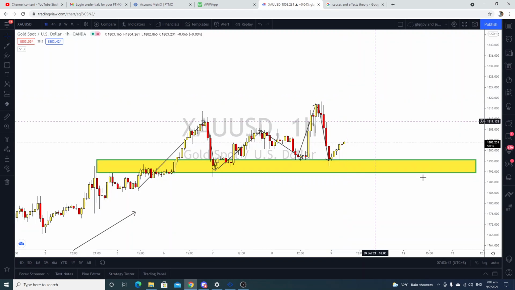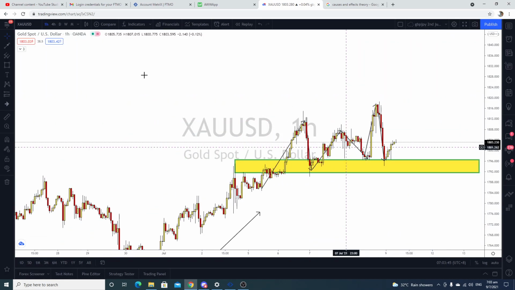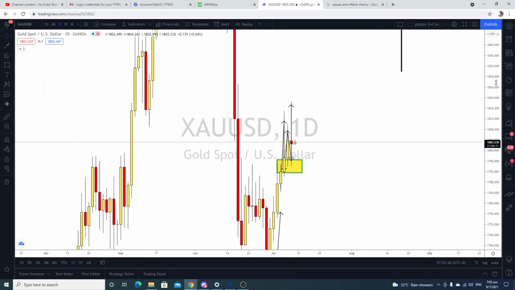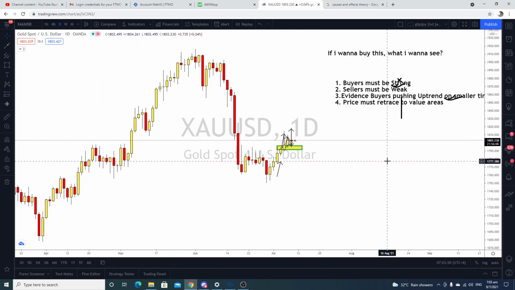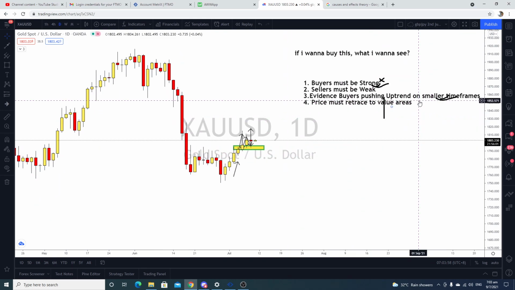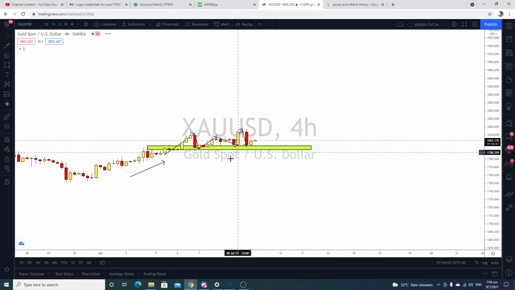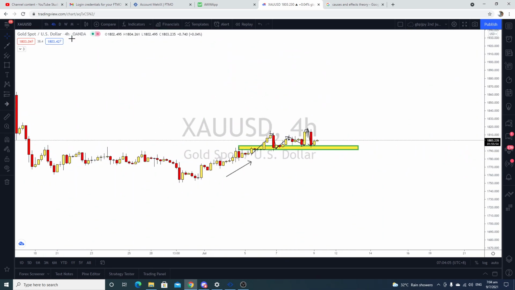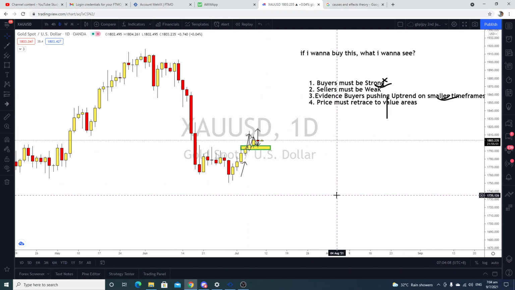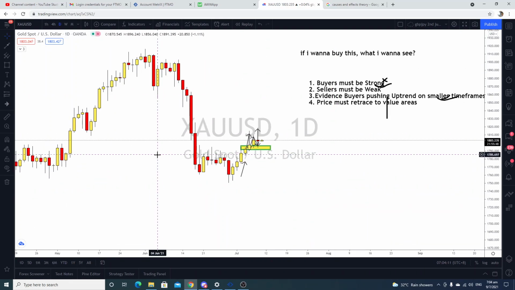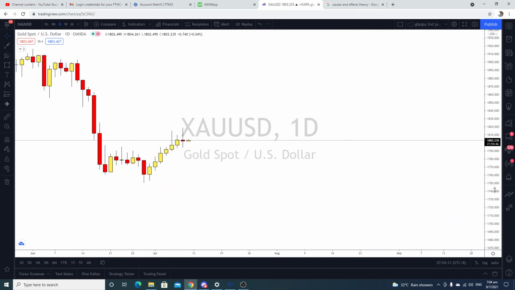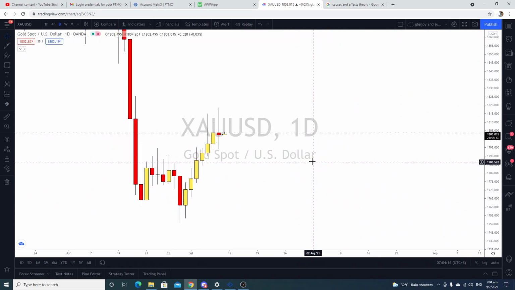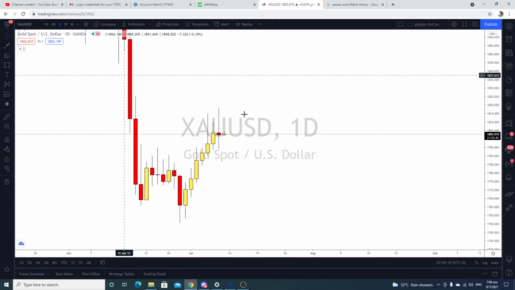So for me, as I say, there are a lot of conflicting things that I see, because Friday is not really a good time for us to look for any kind of buys or any kind of entries. You have to be very fast. Price has already retraced to a value area, and on the 4 hour, price is at a good value area, but on the daily, a bit skeptical, I would say. But it still looks good to me.